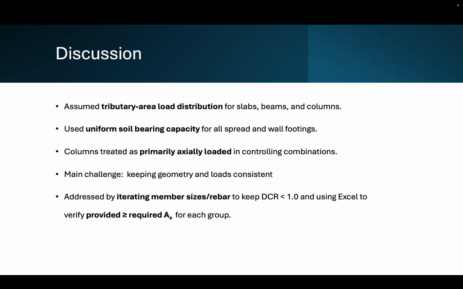So discussion first. In terms of assumptions, I mainly used tributary areas to distribute the loads to the beams and columns, treating the soil as having a uniform allowable bearing capacity under all the footings. For the controlling load cases, the columns are mostly axially loaded, with bending playing a smaller role for my example column. One of the bigger challenges was keeping everything consistent between all the different softwares. To deal with that, I spent time cross-checking dimensions and used the Excel summaries to quickly see whether provided steel was always greater than or equal to the required steel, and whether all my DCRs were under 1.0.